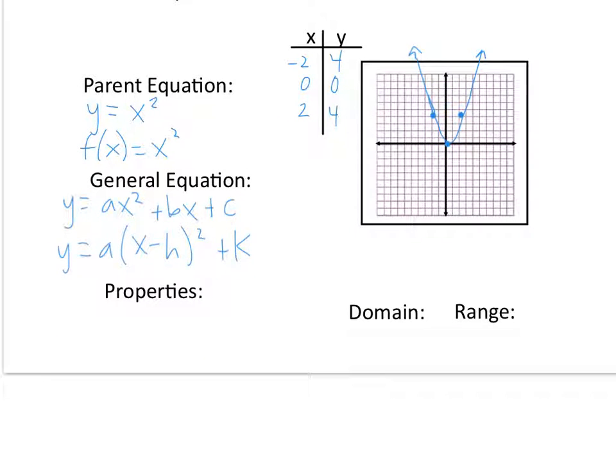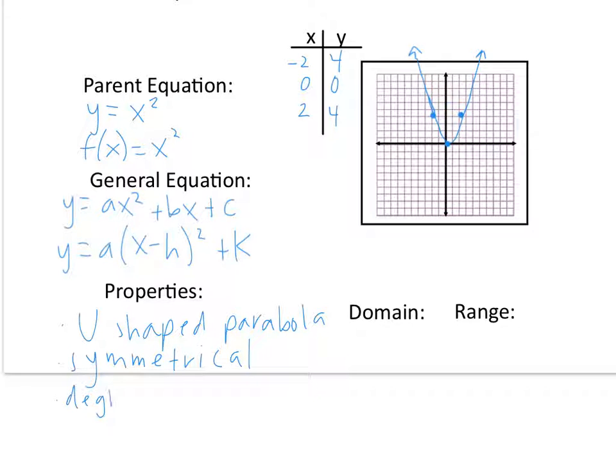We could say that we have a U-shaped parabola for the graph. We also know that parabolas are symmetrical, and we have the axis of symmetry to prove that. A degree of 2 in quadratics. It's a degree of 2.